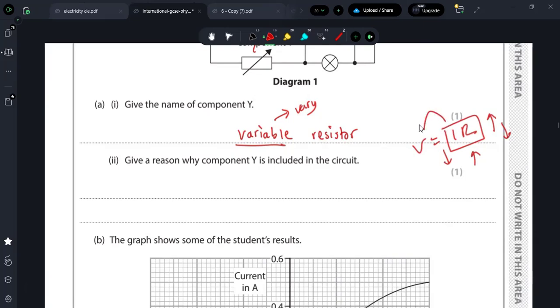Also, you can control the voltage with a variable resistor because resistance and voltage are directly proportional. So if you increase the resistance, voltage will increase. If you decrease it, the voltage will decrease. So let's write about current. Variable resistor is used to vary and control current.